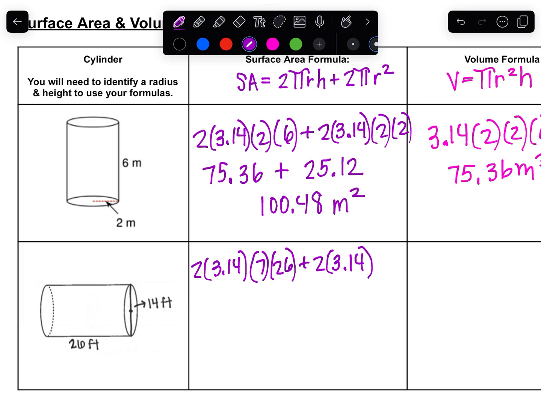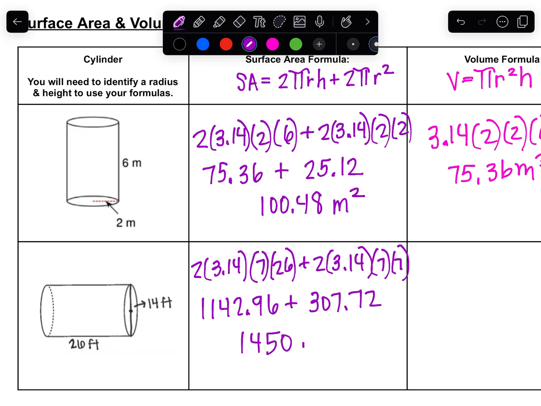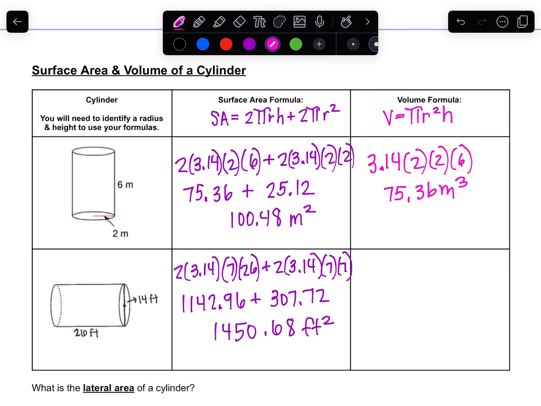Again, 2 times pi, and then again our radius is 7 squared, or 7 times 7. A little bit bigger numbers here, so I'm going to rely on my calculator a little more. I got 14 times 26 times 3.14. And then 49 times 2 times 3.14. Add those together, get 1,450.68 feet squared. Let's go over to the volume.